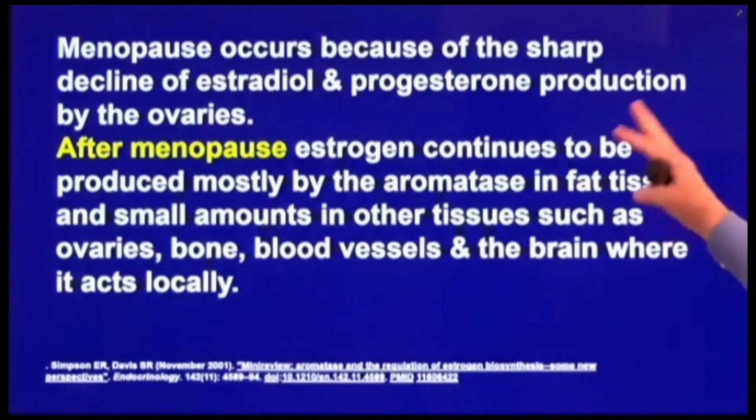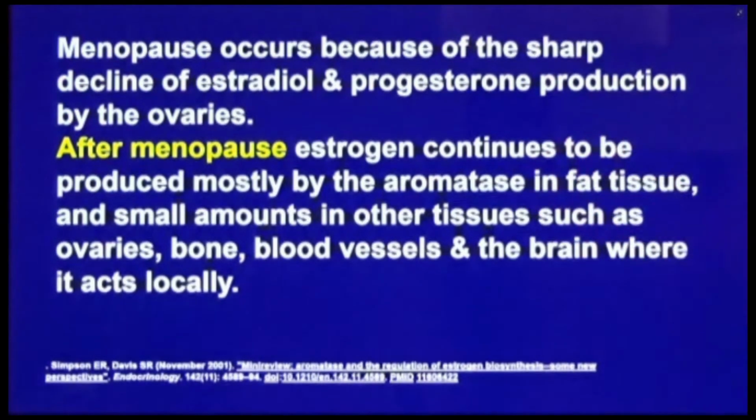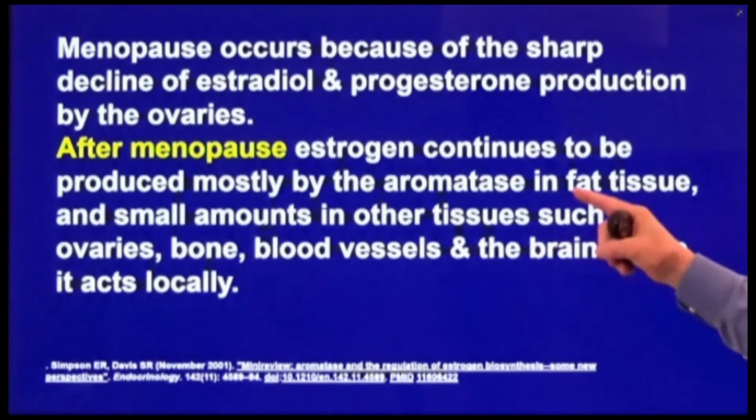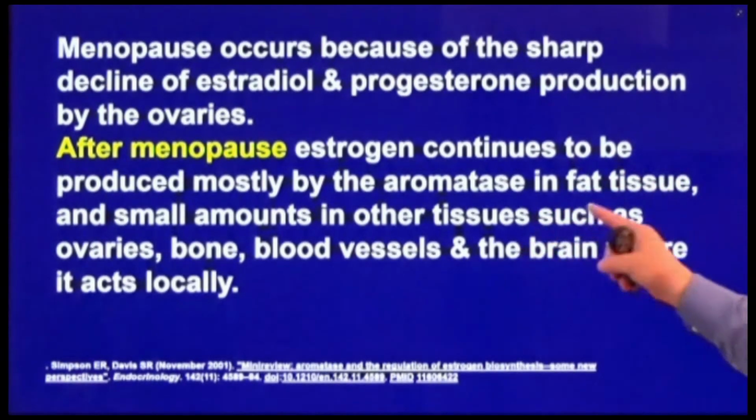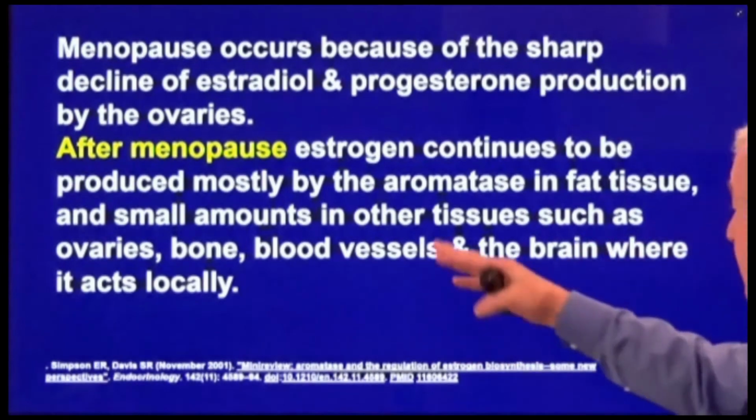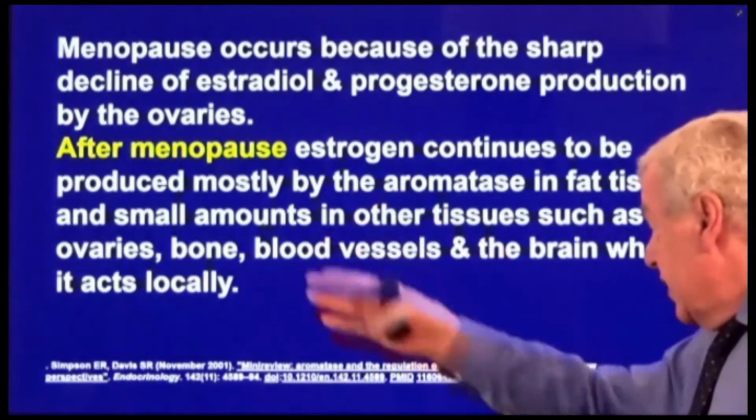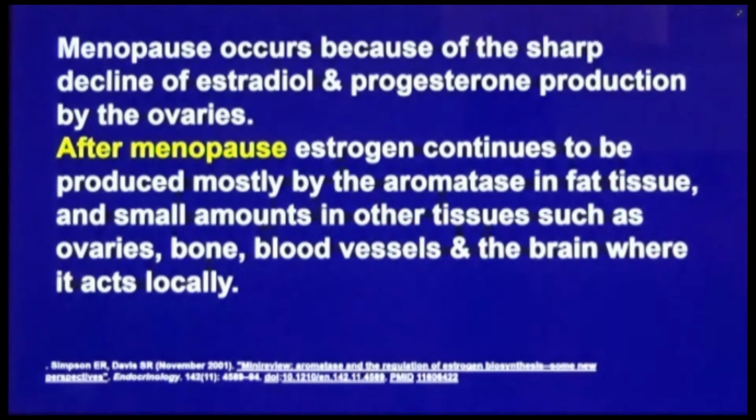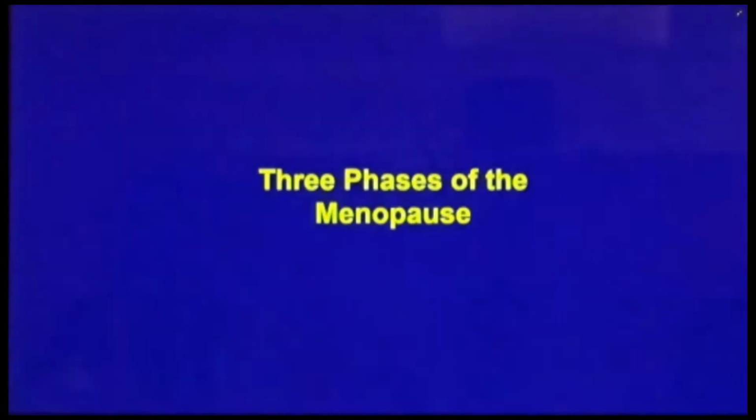Menopause occurs because of the sharp decline in the estradiol and the progesterone production by the ovaries. After menopause, estrogen continues to be produced mostly by the aromatase in fat tissue and small amounts in other tissues such as the ovaries, as we said, bone, blood vessels, and the brain, where it acts locally.